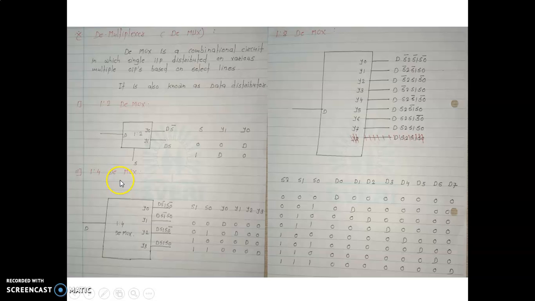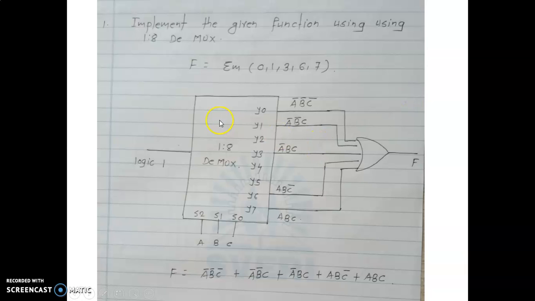Similarly, in the 1:4 demux, the 2 select lines are there and 4 output lines are there. The select line we can represent with a digit, and the output y. So first y0 is D, others are 0. Then y1, so where is y1? At the second place D, others are 0. y2 at the third place D, y3 at the last D. In this way we can also design the 1:8 demux.